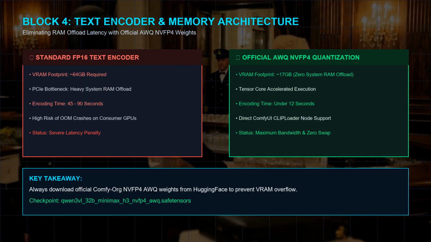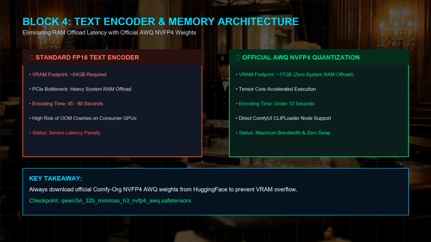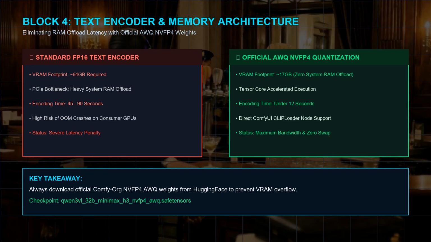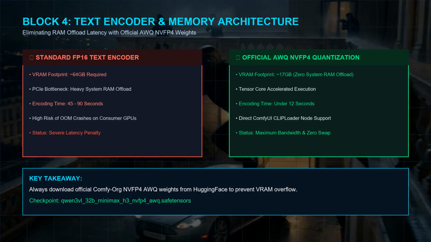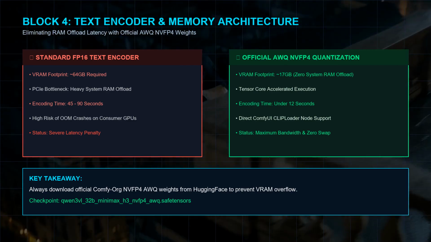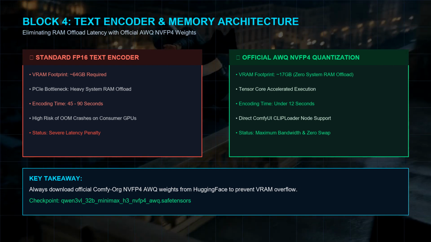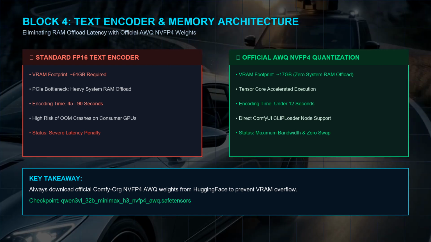To maximize generation efficiency, we upgraded the text encoder node to the official NVFP4 AWQ weights. Standard text encoders often trigger VRAM overflow, forcing heavy offloading to system RAM and slowing down render loops. By leveraging native NVFP4 tensor core execution, we eliminate memory bottlenecks and keep the pipeline running at peak GPU bandwidth.